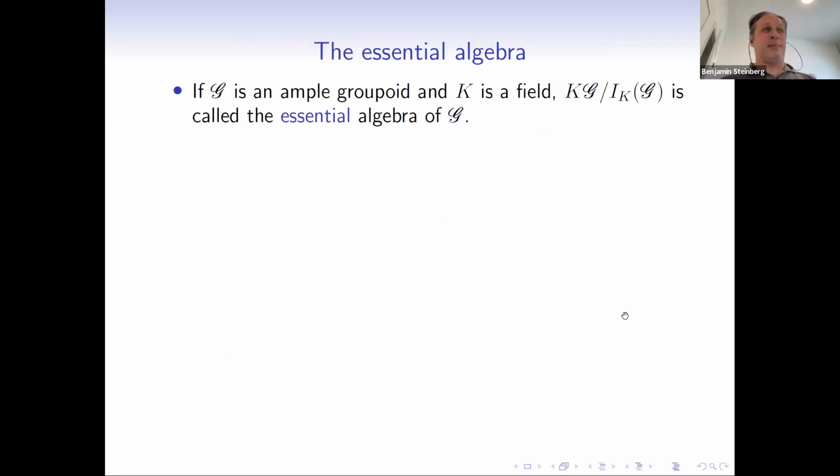So now I'm going to talk about something called the essential algebra. It's a little bit strange because the essential algebra didn't exist when we first put our paper on arXiv, but by the time we got our referee report, it existed, and the referee suggested we look at it, and the referee's suggestion was very intelligent. So the essential algebra of an ample groupoid. If G is an ample groupoid and K is a field, you can factor out by the ideal of singular functions because it's always there and it's a nuisance. And then you get something called the essential algebra.